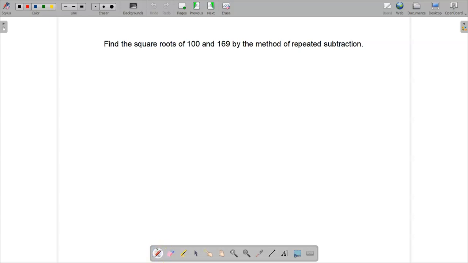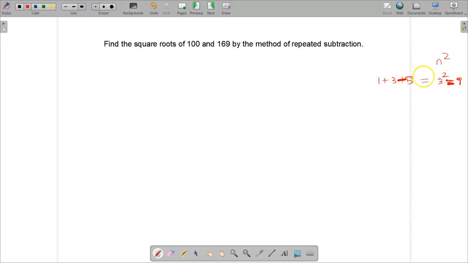Already in exercise 5.1 we have seen that the sum of the first n odd natural numbers, 1 plus 3 plus 5 and so on, will be n square. For example, how many numbers are there? 1, 2, 3, so 3 numbers are there, so n value is 3 here, so 3 square is nothing but 9. So 5 plus 3 plus 1 is nothing but 9.